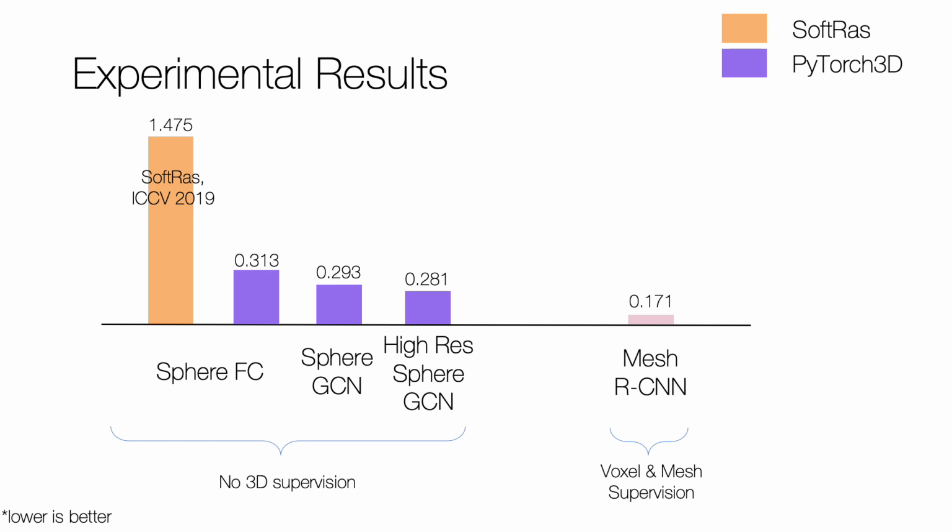Putting everything into a single bar plot, we note that PyTorch3D scale efficiency allows us to improve the initial SoftRas baseline by a huge amount. To emphasize the good performance from our unsupervised models, we also compare to the state-of-the-art supervised Mesh R-CNN, shown in pink. We note that the margin between supervised and unsupervised has reduced significantly.